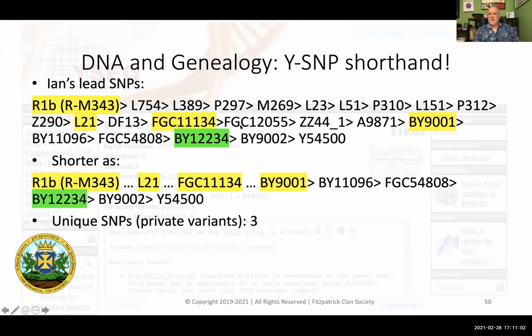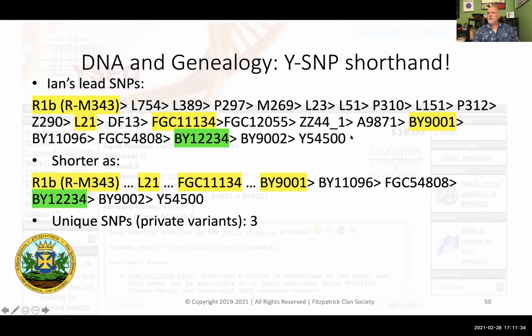And so then a series of men lived until we reach an interesting juncture in Ian's history with BY901. And then eventually we get to BY12234, which is Fitzpatrick specific. I'll explain what that means as we go forward today. But really, if you see this mutation in a man, you think, wow, he is a Fitzpatrick. So this is Ian's genetic address, and he comes down to Y54500. And then you see he also has 3 private variants.